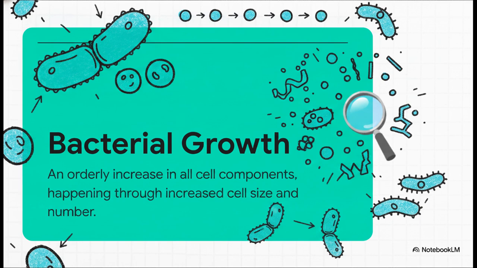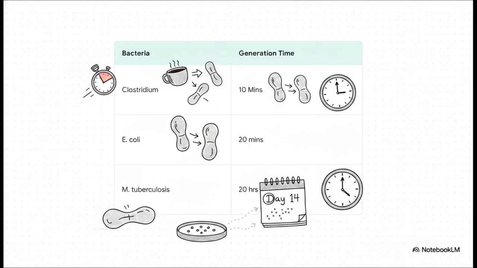Yes, there's an increase in the actual size of the cell, but the real key is the increase in the number of cells. You see, before a single cell even thinks about dividing, it goes through an intense period of internal manufacturing, synthesizing new nucleic acids, building proteins, the whole shebang. Once that DNA replication is totally complete, it triggers the formation of a septum, which eventually splits the cell right in two.